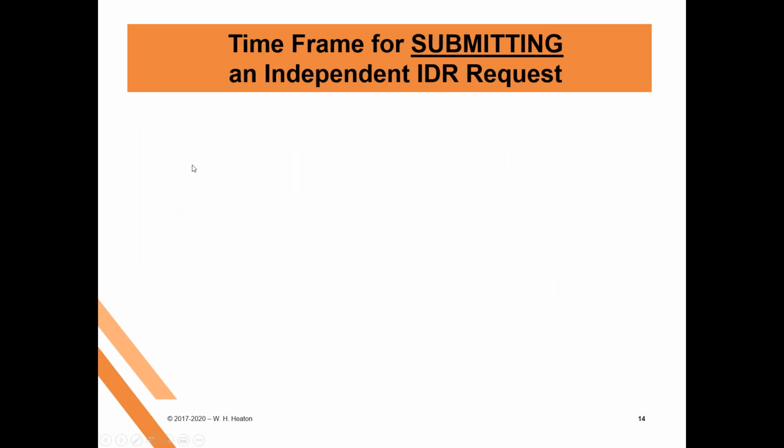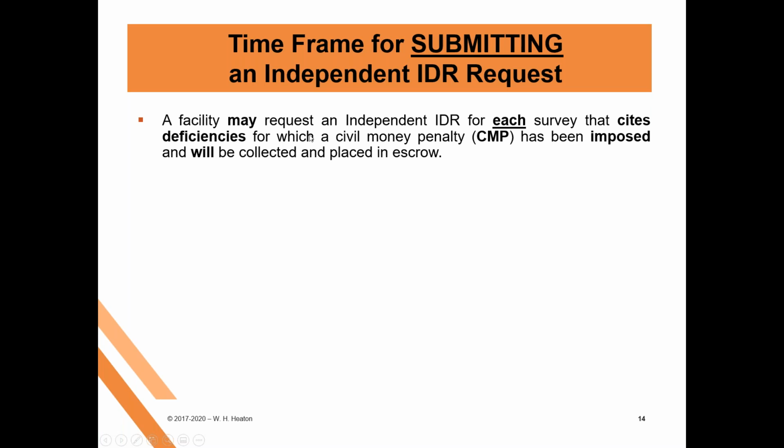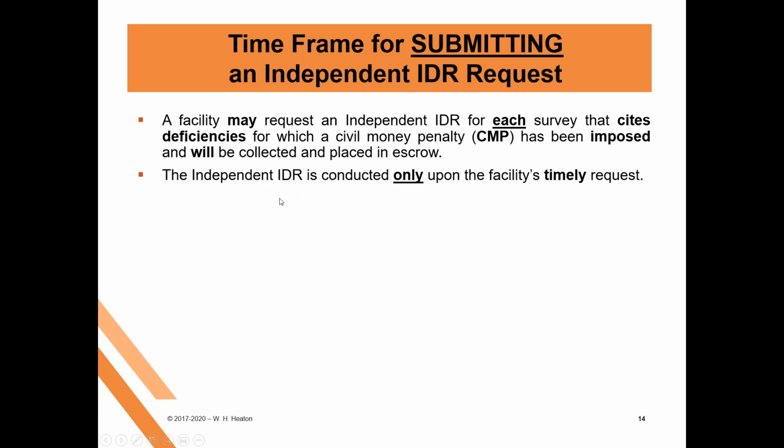So let's look at the time frame now that we've looked at these two issues, and we chose those because they have such significant impact on your facility's rating. So as we look at that, you have the time frame for submitting it. For each survey that cites deficiencies for which a civil money penalty has been imposed, that will be collected only upon the facility's timely request. If you do not submit it within 10 days, you're not going to get it.